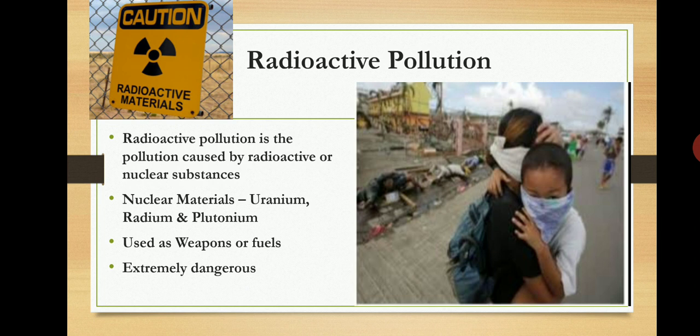So what are nuclear materials used for? Nuclear materials are used as weapons or fuels. Please repeat with me. Nuclear materials are used as weapons or fuels. Name some nuclear materials. Repeat with me. Some nuclear materials are uranium, radium, and plutonium.